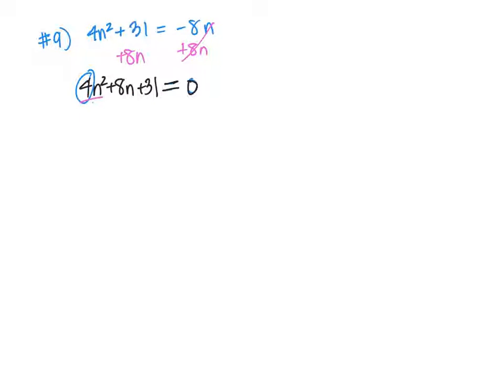So I'm going to divide this by 4, but then if I divide that by 4, I have to divide everything by 4. So this cancels, which is nice, so now it's just n squared. If I divide 8 by 4, that gives me 2n. If I divide 31 by 4, that doesn't divide evenly, so I'm just going to write it as a fraction. And then 0 divided by 4 is 0.